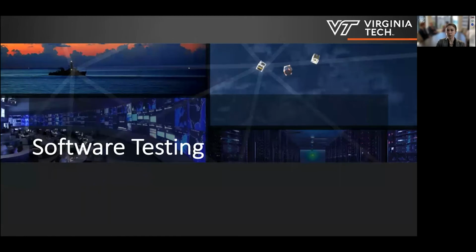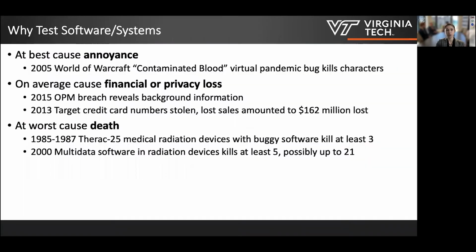So first, let's just do a brief intro of software testing. I don't think I need to explain to this group why we should do testing, but just in case there's anyone who still doesn't think it's important, why we should test software and systems. At best, bugs can cause annoyance. So there was a 2005 World of Warcraft contaminated blood virtual pandemic that killed off characters. In the average case, they result in financial or privacy loss. And there are many, many instances of those: the OPM breach that revealed background information, or Target credit card numbers were stolen, with losses of about 162 million.